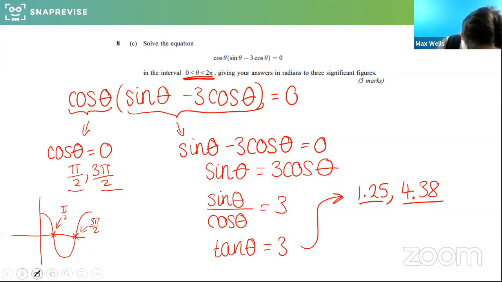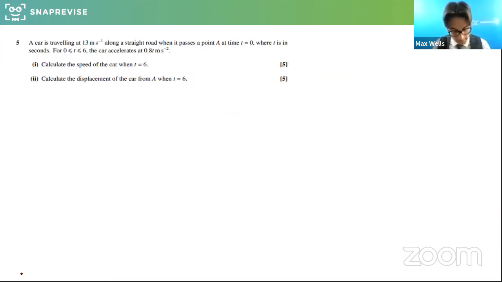Okay, we'll move on. So a bit of mechanics now. A car is traveling at a speed of 13 meters per second along a straight road at time 0, and we're looking at the interval 0 to 6. It's following this type of acceleration. What we should begin to recognize here is that this is a variable acceleration problem. We're asked to calculate the speed, and we've got to work back from the acceleration.